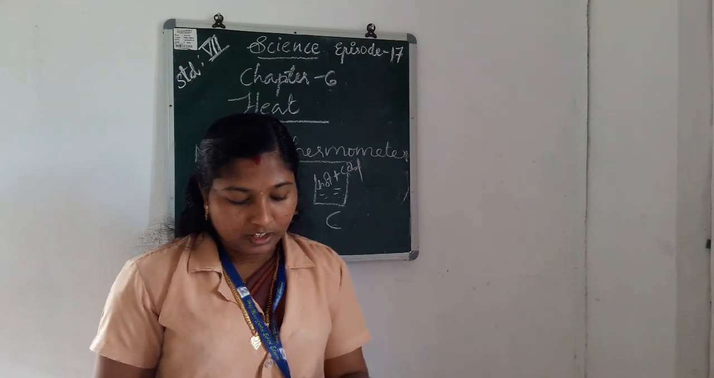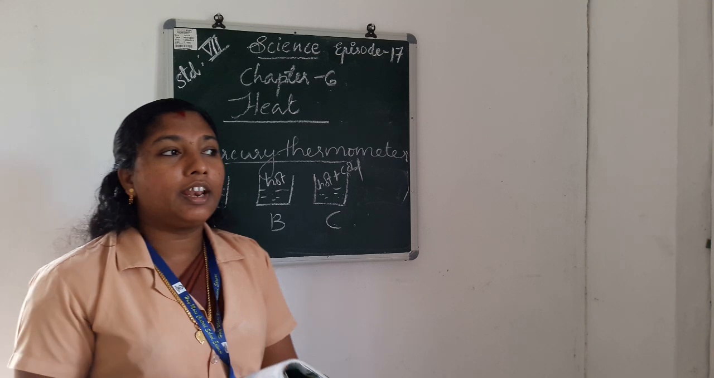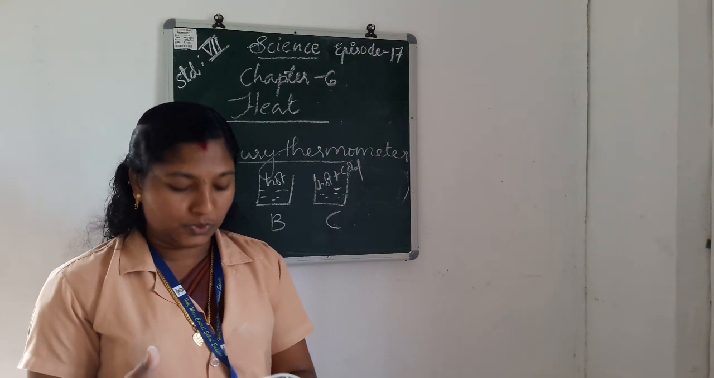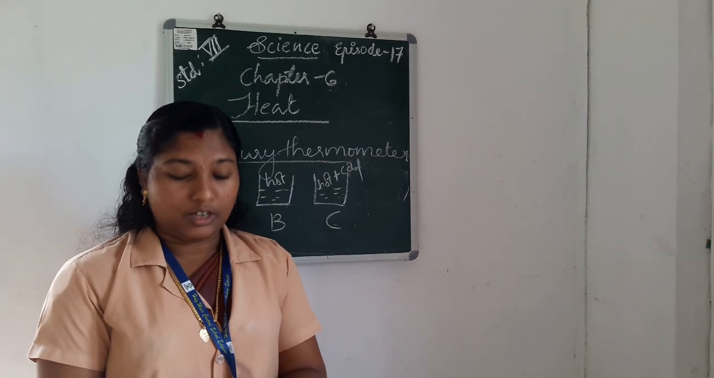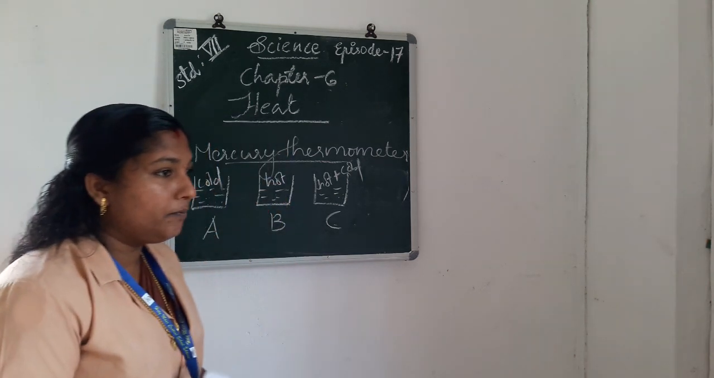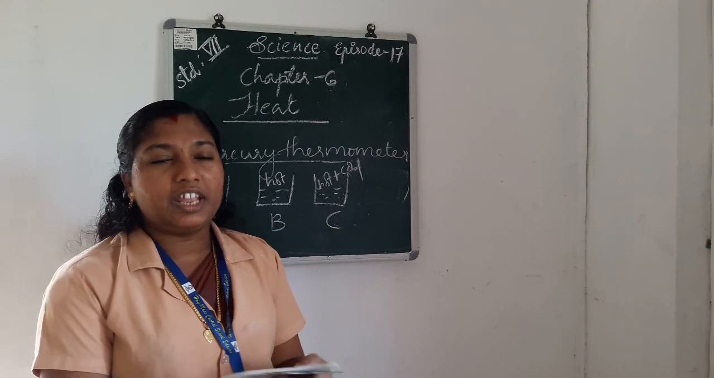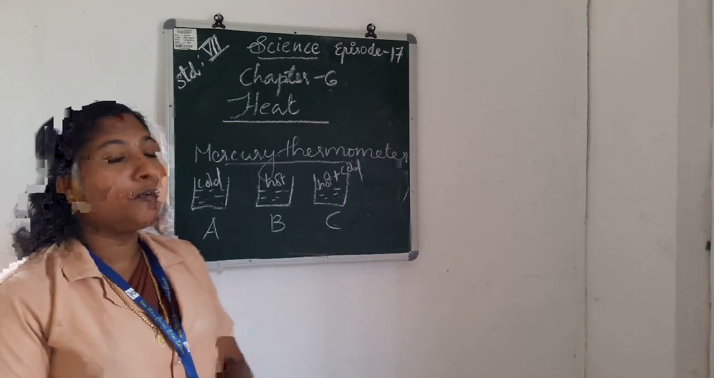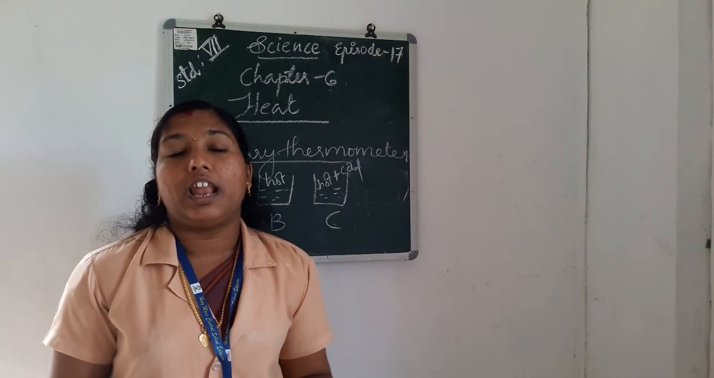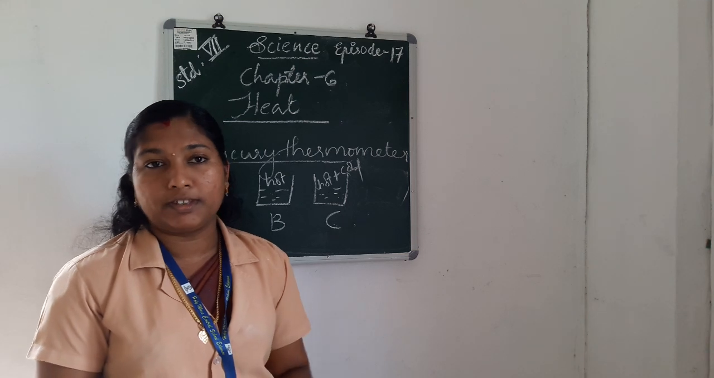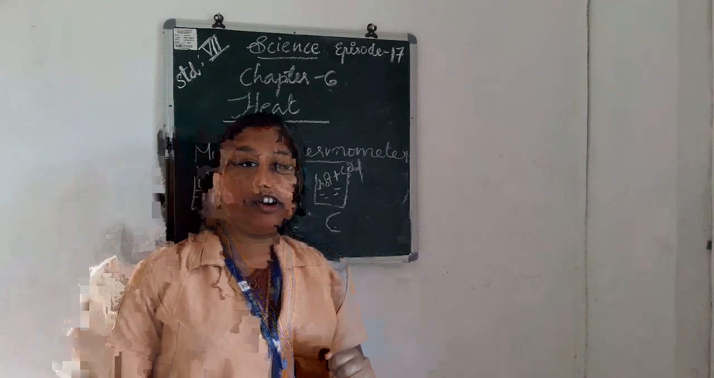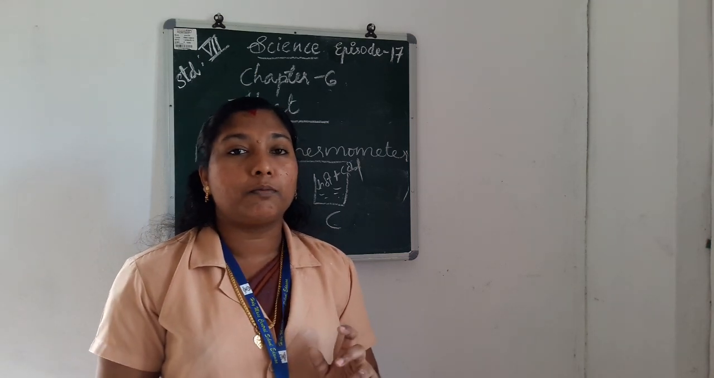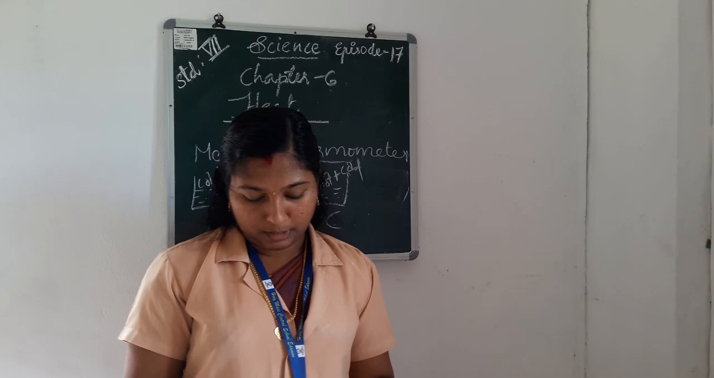Next, the reliable measure we use to calculate the hotness of an object is temperature. A device used to measure temperature is a thermometer. There are different types of thermometers: clinical thermometer, laboratory thermometer, and minimum and maximum thermometer. The clinical and laboratory thermometers are also called mercury thermometers.